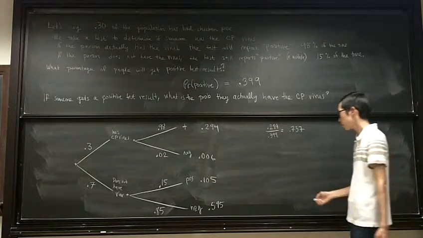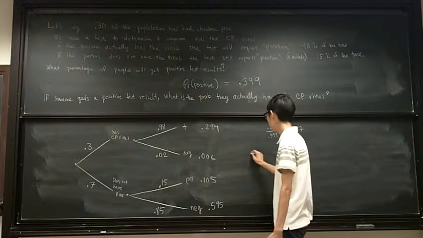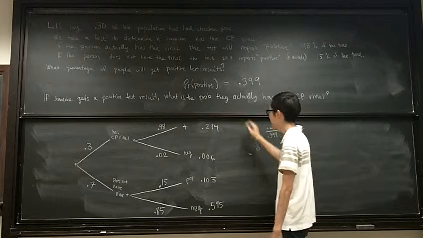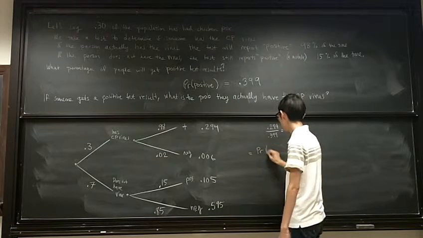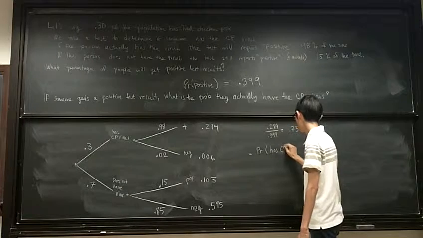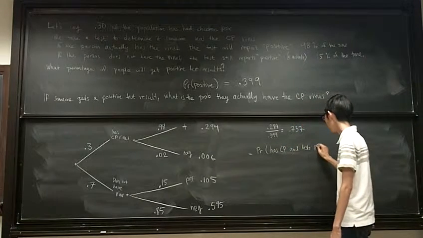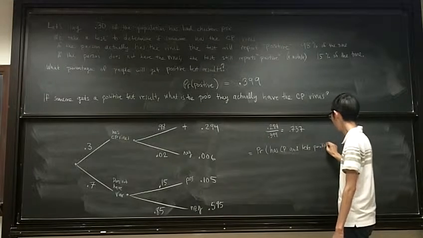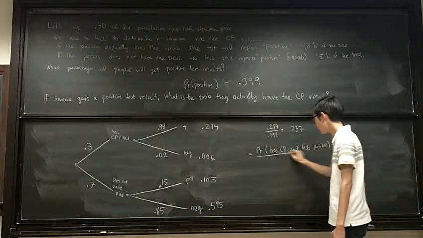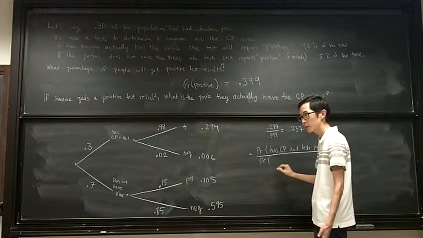Okay, so this is equal to the probability. So the answer to this question is the probability that someone has the chickenpox virus and tests positive, divided by the probability of just testing positive.